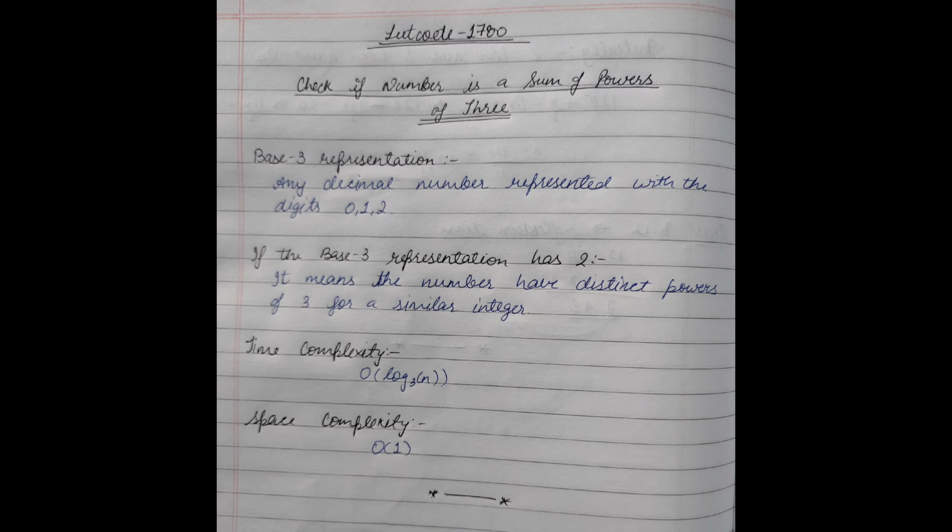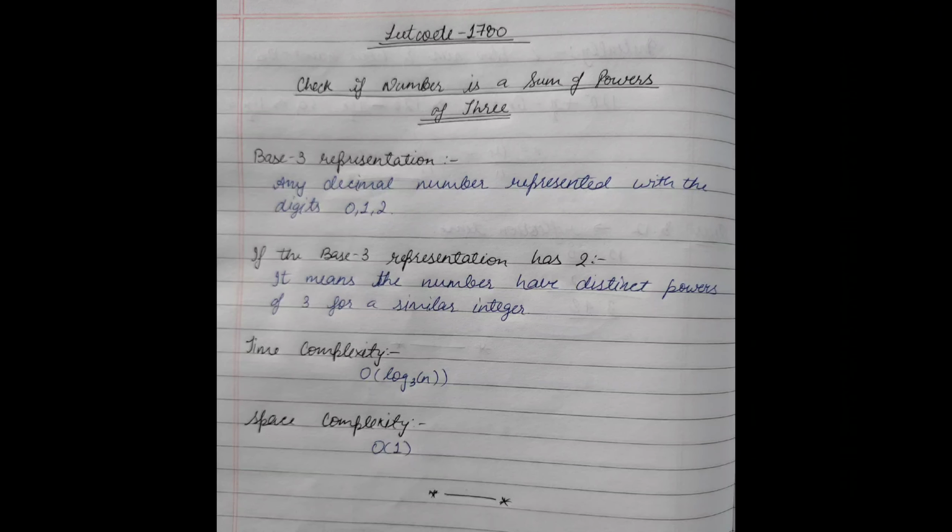Okay, so for the solution approach, we have to convert the number into its base 3 representation, in which the number is represented with the digits 0, 1 and 2. Then, to check if it is a sum of distinct powers of 3 or not, we will check the digits of the base 3 representation of that number, because a digit 2 would mean a power of 3 is used more than once.